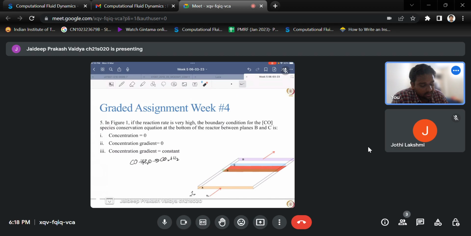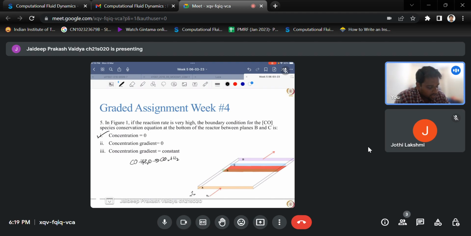So because of which the concentration of CO at the bottom can be assumed to be 0, because whenever CO is present, it will immediately touch the catalyst and undergo reaction to form the products. Therefore, option 1 is correct.